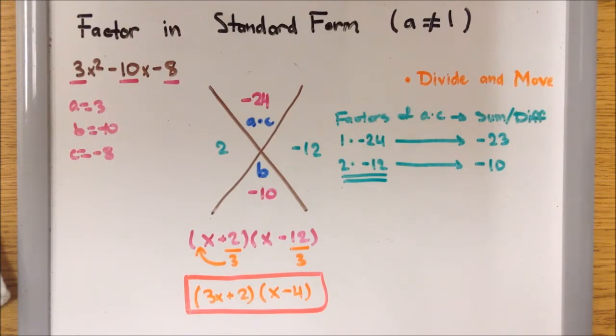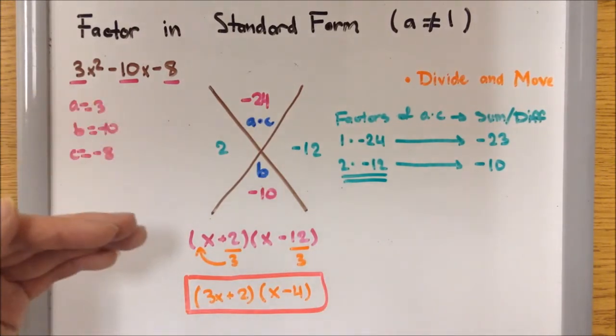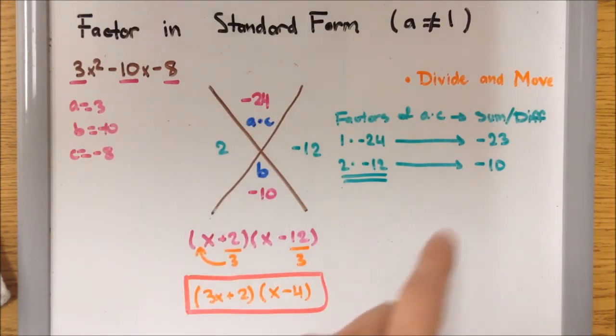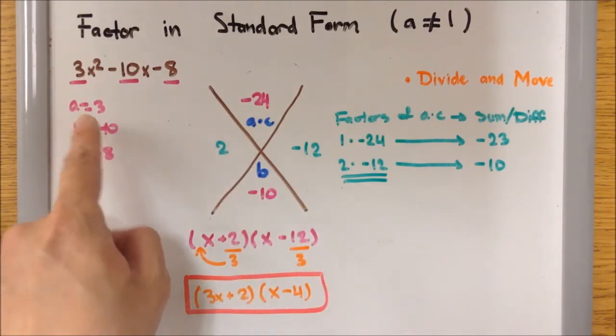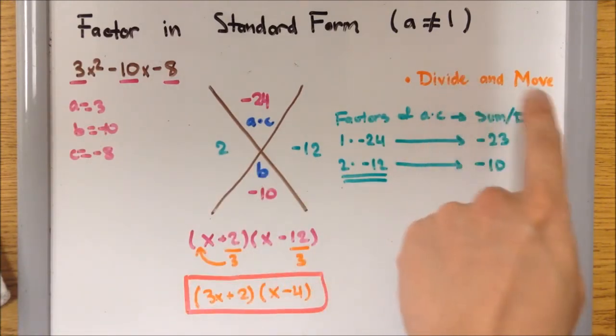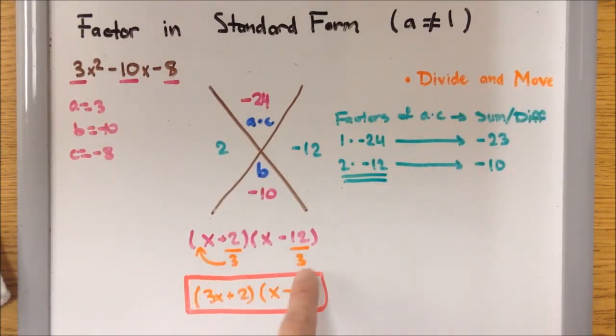So in review, after you factor using the x table, now when your A value is not 1, what you're going to do is divide and move. So first divide by the A value, the one that you can divide into a whole number, such as this one, negative 12 divided by 3, which is negative 4. Then the one you cannot divide into a whole number, you move the denominator in front of x, which I did right here. So our new factor is 3x plus 2. And our final answers are these two factors, 3x plus 2 and x minus 4.